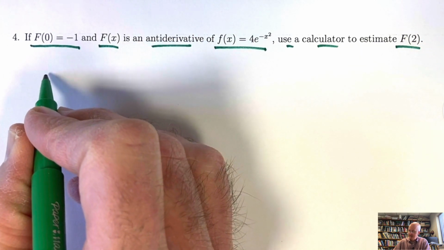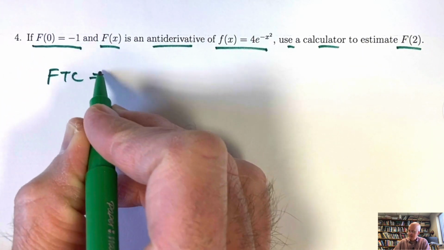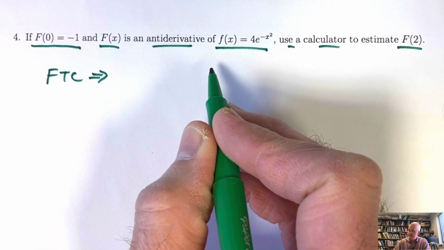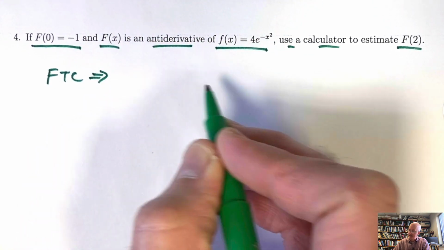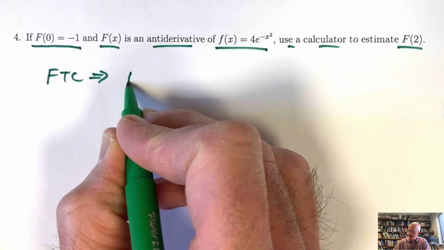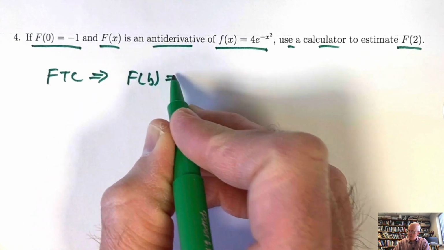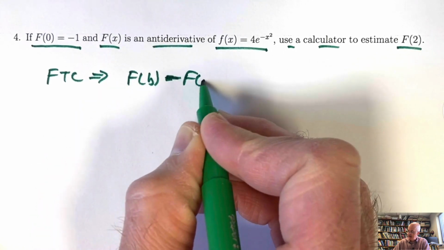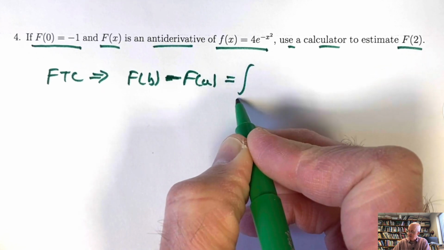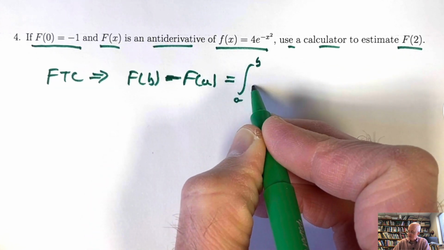Once again, the FTC would imply that the integral of little f from a to b would be capital F of b minus capital F of a. Thought of another way, capital F of b minus capital F of a is the integral from a to b of its derivative, which is little f of x.